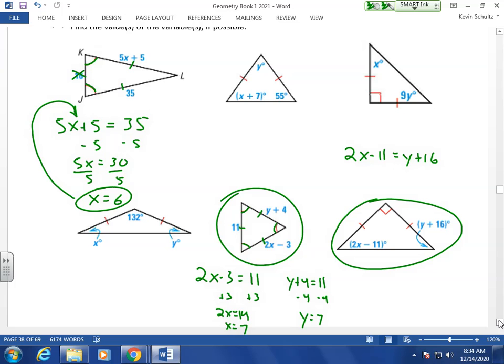Okay. The other relationship I can say is, since I've got that right angle there, remember the corollary to the triangle sum theorem is that in a right triangle, my two acute angles, which are 2x minus 11 and y plus 16, the sum of those angles, so 2x minus 11 plus y plus 16, has to equal 90, right? Because that 90-degree angle will bring me up to 180. So the corollary says that my two acute angles must equal 90. The problem here, though, is that, again, I've got one equation with two variables to solve for.